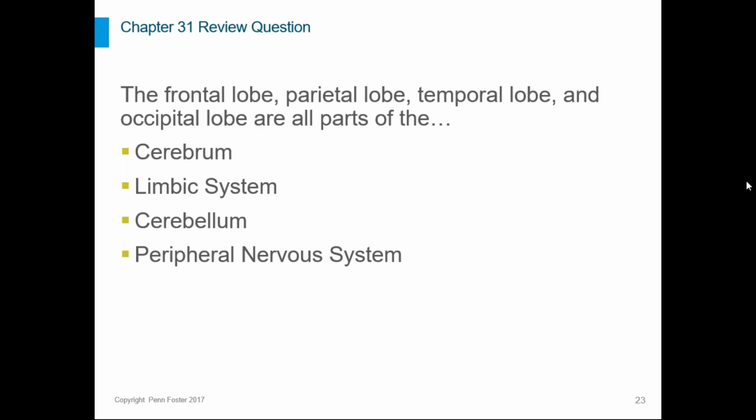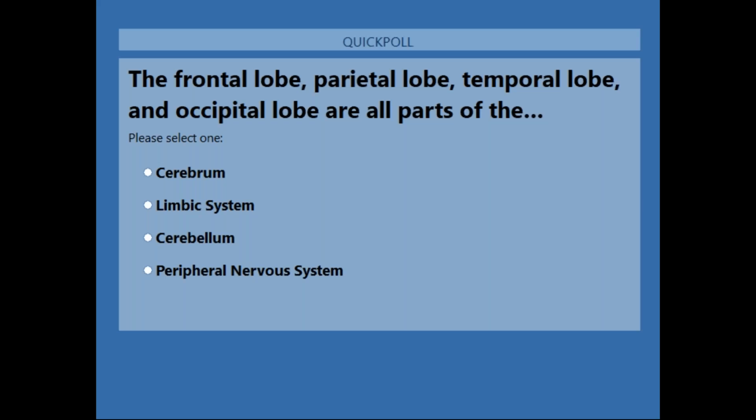Okay, so the frontal lobe, parietal lobe, temporal lobe, and occipital lobe are all parts of the what? Which part of the brain are they in? We got one vote right away. Good job. Waiting for the rest of your votes. I'll give you about 30 seconds.